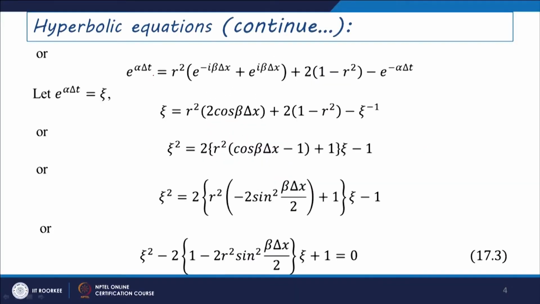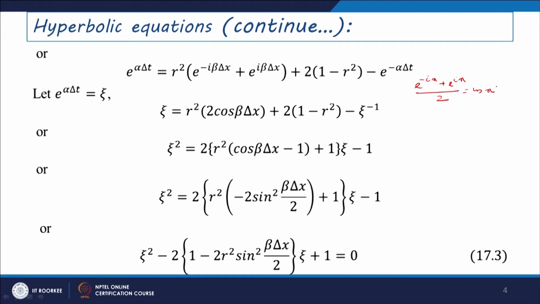e to the power alpha del t equals r square e to the power minus I beta delta x plus e to the power I beta delta x plus 2 into 1 minus r square minus e to the power minus alpha del t. And if you put here e to the power alpha del t equals zeta, then zeta can be written as r square into, if you see here, e to the power minus I x plus e to the power I x by 2, it can be written as a cos x here.